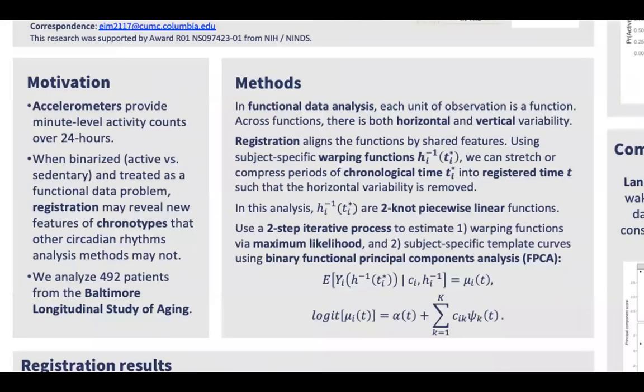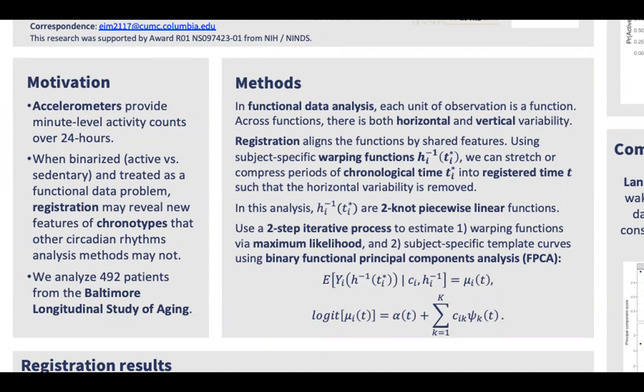Accelerometers are wearable devices that collect minute-by-minute data on your activity count. And if we dichotomize each minute into periods of activity or rest, then we can study people's daily activity probability profiles. And we can use these curves to learn more about chronotypes, which are phenotypes of circadian rhythm.